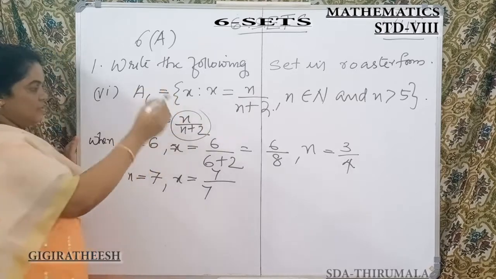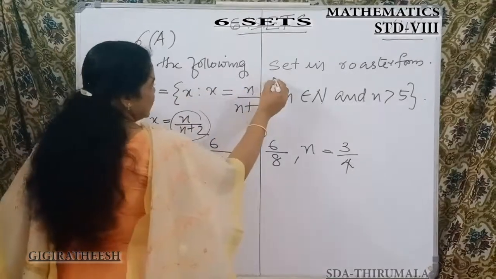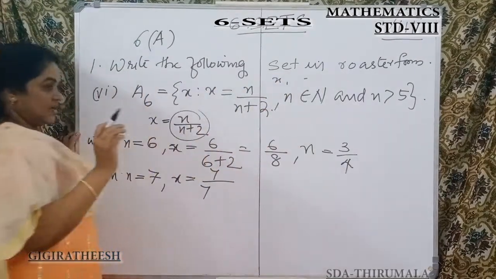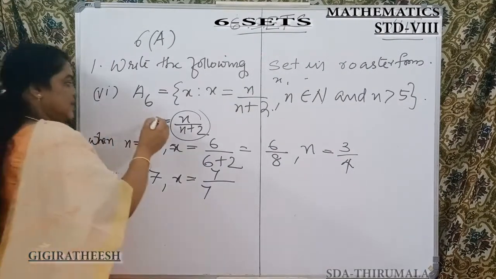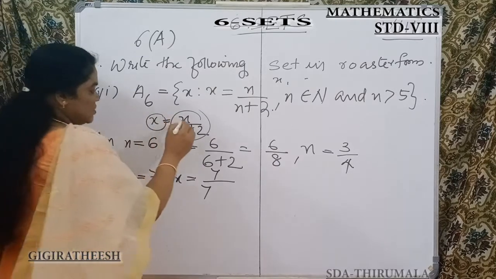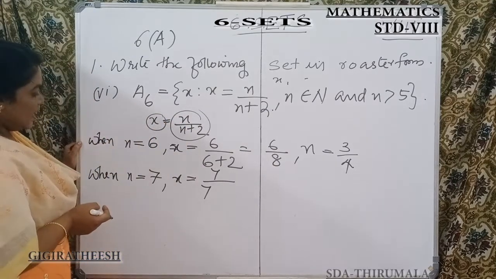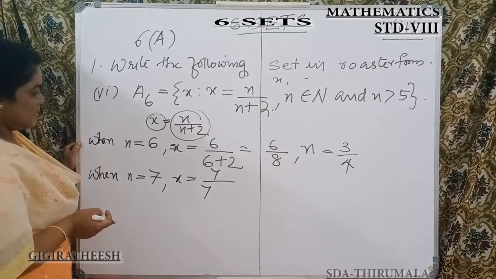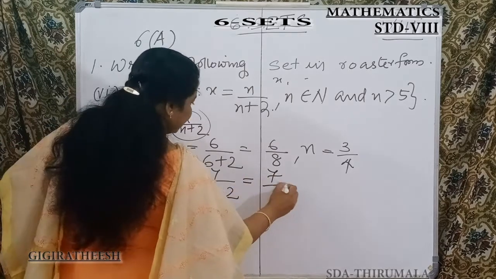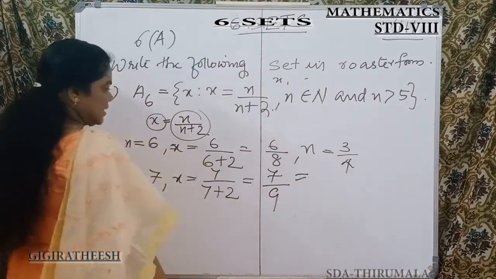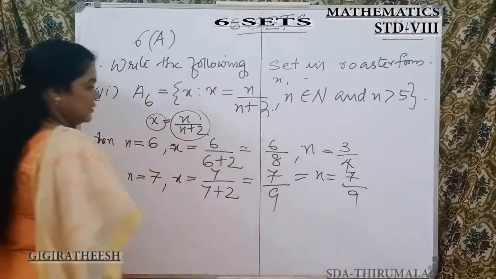That is, the value of x is equal to, we know that all the elements of a set, we can say that it is x. And what is x? x is equal to, using this formula, n by n plus 2. That is in set builder form. And we should write in the roster form. x is equal to 7 by 7 plus 2 is equal to 7 by 9, that is n is equal to 7 by 9. We can't write it in the least form.